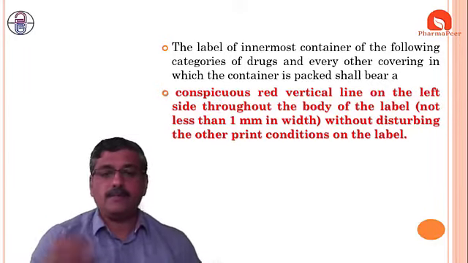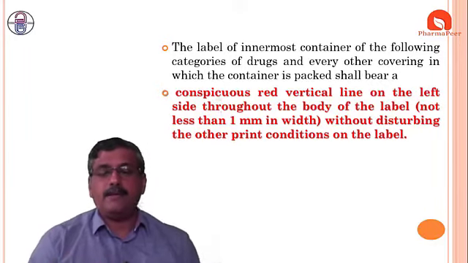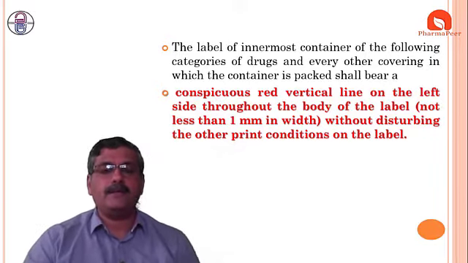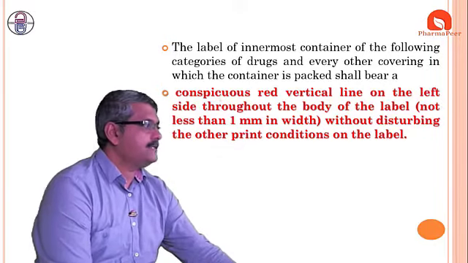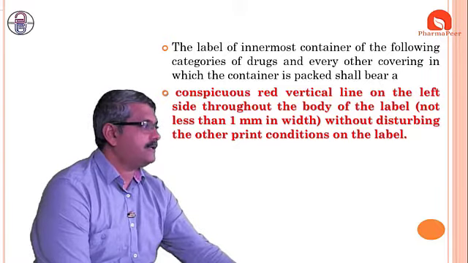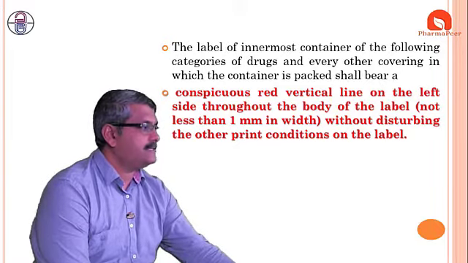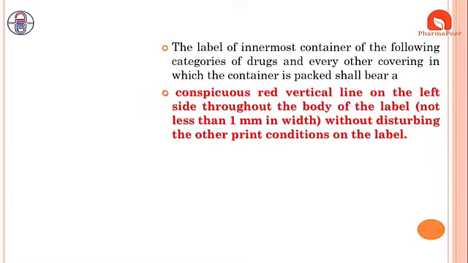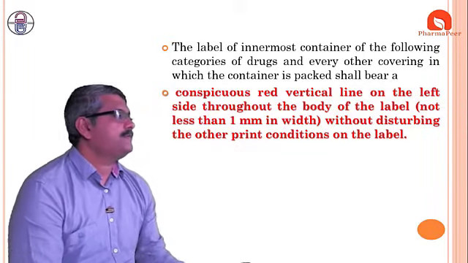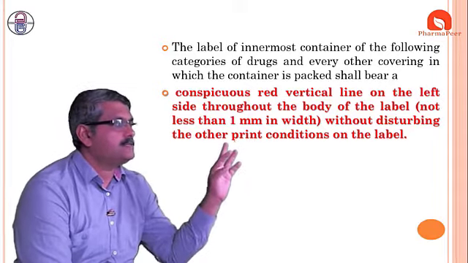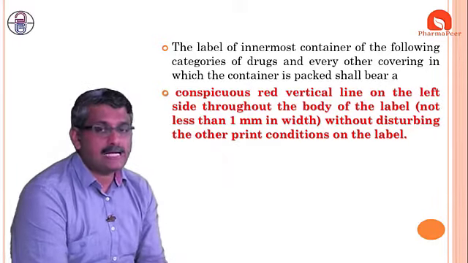So this is about the labeling condition. Along with this specific condition, a vertical red line is available. With this vertical red line, it gives some important information. What is that important information? It is information about a specific class of the drug.